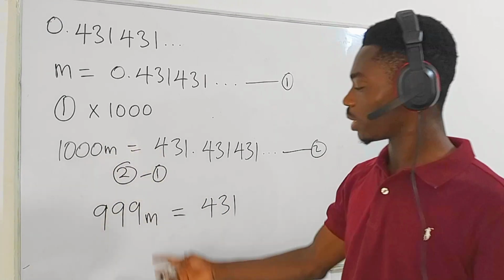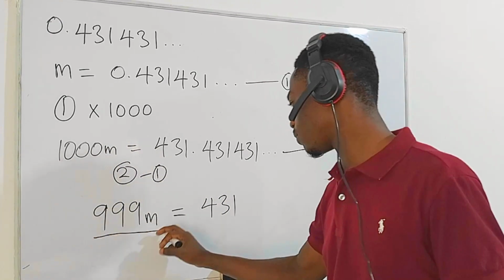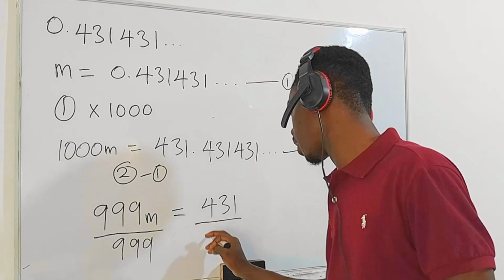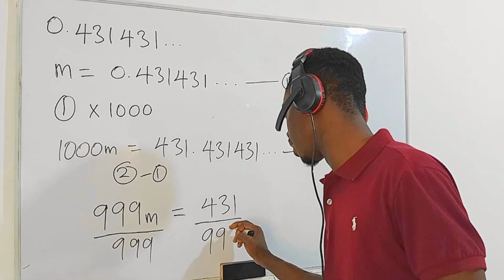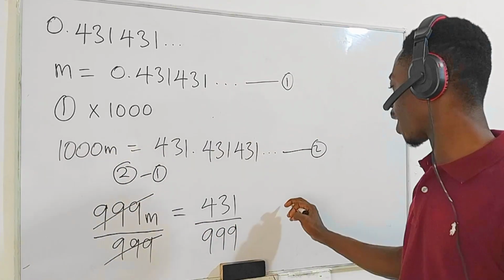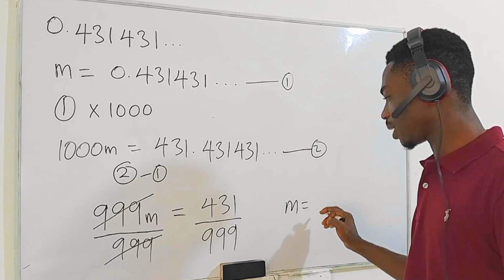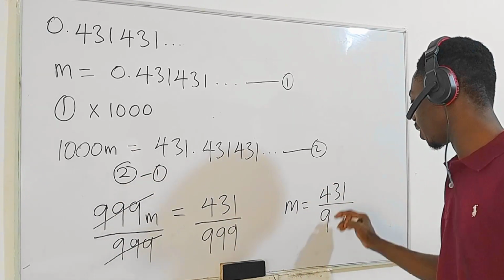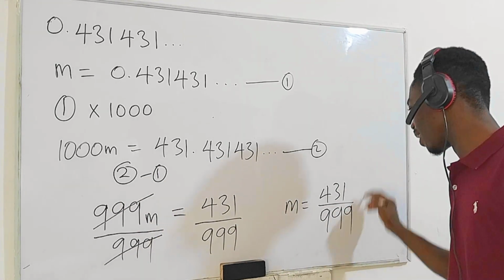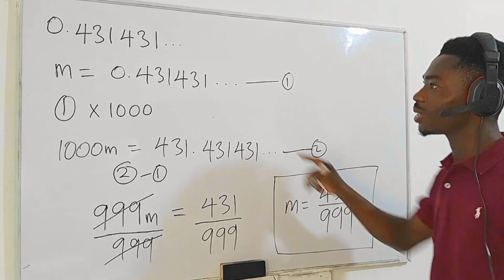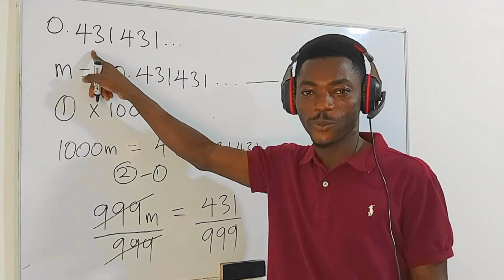And obviously we are looking for m, so we have to divide each side of the equation by 999. Then here also by 999. Clearly this and that will go, and we have m is equal to 431 divided by 999, and that is pretty much it. If you use a calculator for this, you'll still be getting this right here.